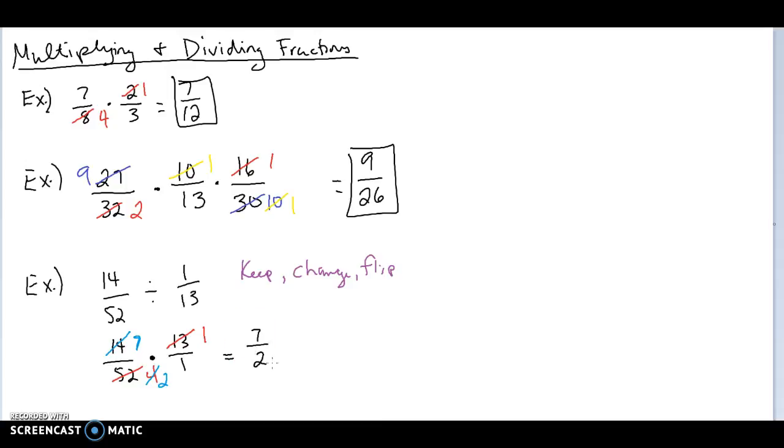Now, I'm going to leave this as an improper fraction. Guys, if you wanted to and the directions requested it, we could change that to be a mixed number. We'd just ask how many times 2 goes into 7. That would be 3 times evenly with 1 left over. So if we wanted a mixed number, that's how we'd write it.